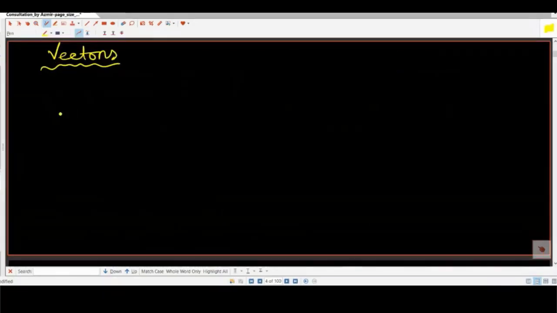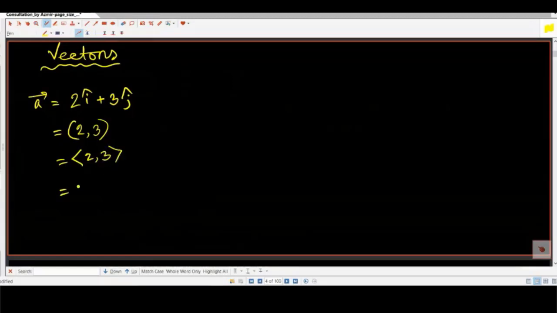A vector in two dimensions can be a equals 2i plus 3j. We know that any vector can be represented by a point. So we can also think of it as (2, 3), or we can represent this same vector column wise.